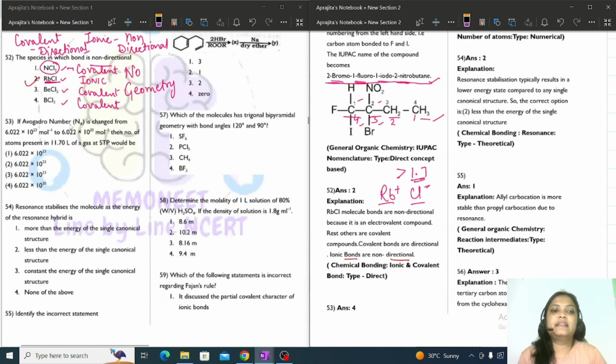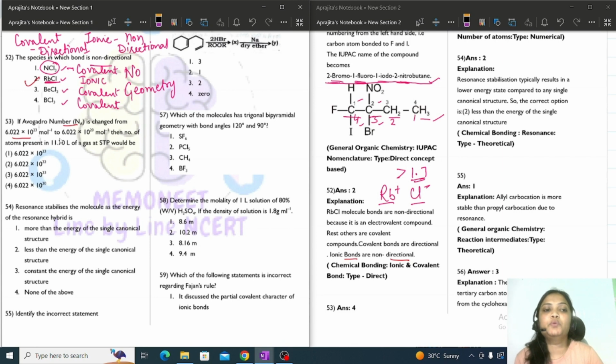It says that the Avogadro's number, if it is changed from 6.022 × 10^23 to 6.022 × 10^20, the number of atoms present in 11.2 liters of a diatomic gas at STP would be. So Avogadro's number is 6.022 × 10^23. Now it has been changed, so let it be Na dash.